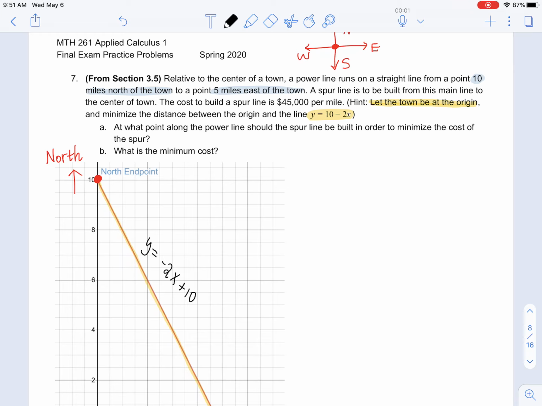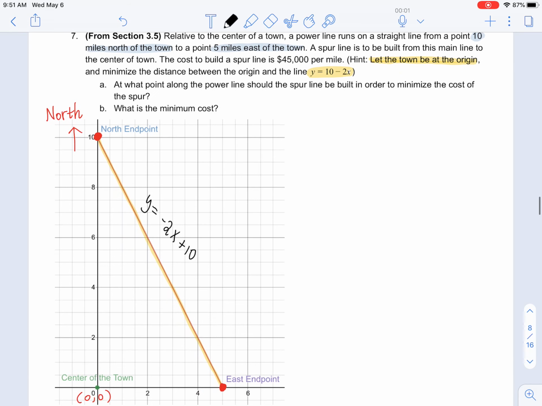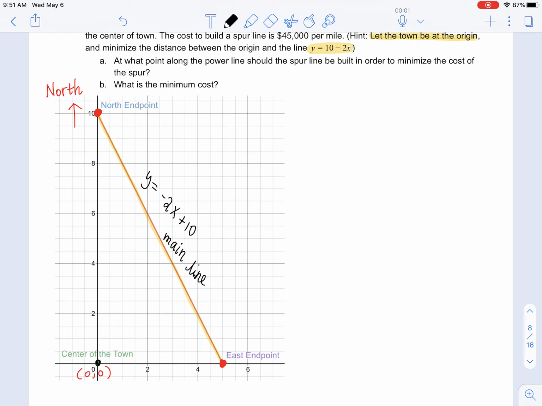They're going to build something called a spur line. A spur line is to be built from this main line. So this is the main line that we just highlighted in yellow. This is the main line to the center of a town. So what we're going to do is draw a straight line from the center to somewhere on this line. If the spur line goes straight up like that, the distance will be 10, right? Because it's a straight up distance.